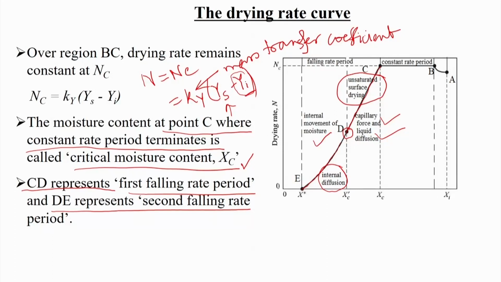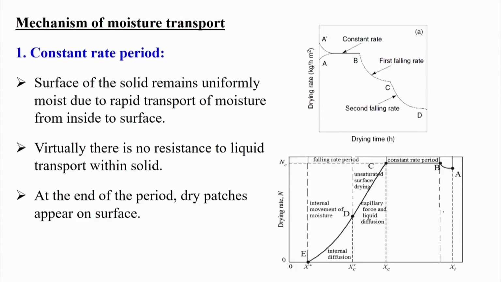But here from C to D, I told that N in general is proportional to x, and here N is proportional to x square. Now, you see this in the constant rate period.